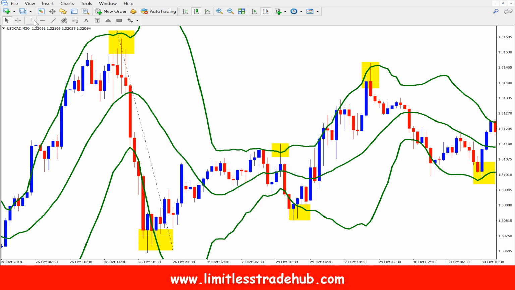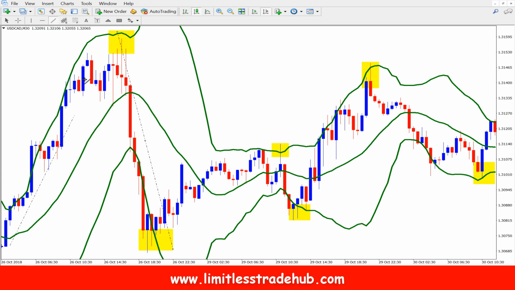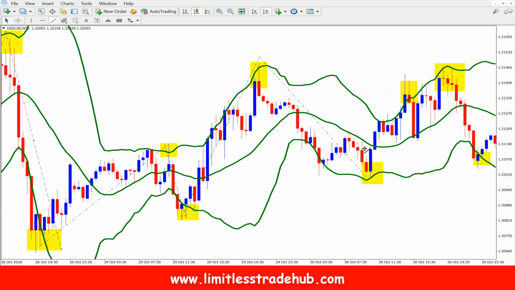So first price went from here to here, then got rejected, price fell. Then price came from here to here, then when price got rejected, price rose again from here to here. Then price got rejected, price fell from here to here. Again price got rejected, price went from here to here. Then price got rejected, price came from here to here.